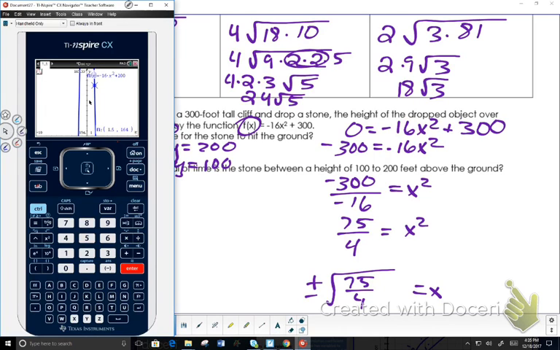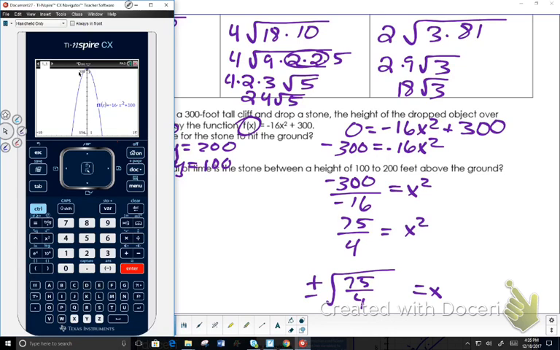So, let's see. We've got tab, try my tab. I want to get rid of this graph. Oh, that's fine. So we've got negative 16x squared plus 300. Okay, so now I want to get this to where I can see the top, so I changed that to 300.